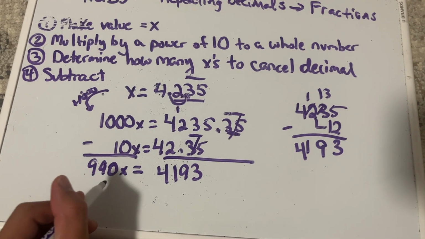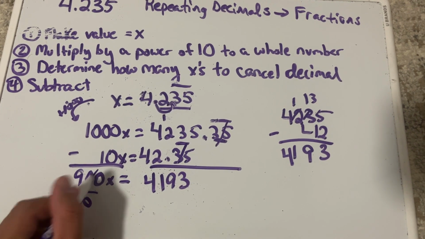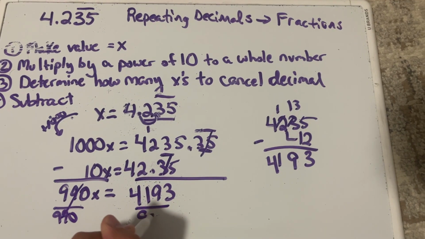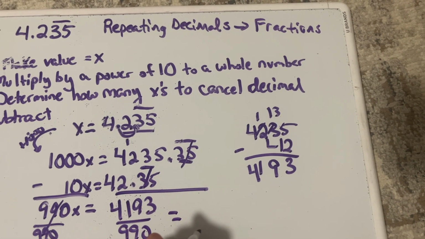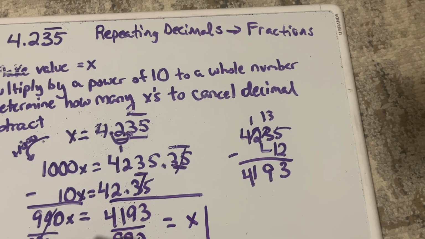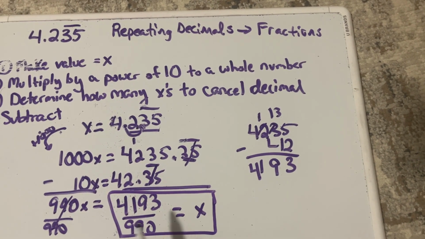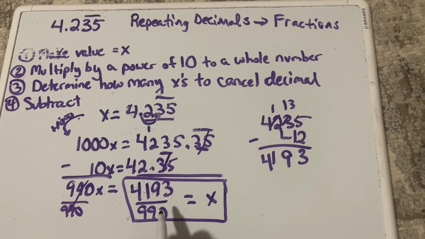Then I solve for x by dividing by the coefficient in front. So 4,193 over 990 is x. And this is your repeating decimal.